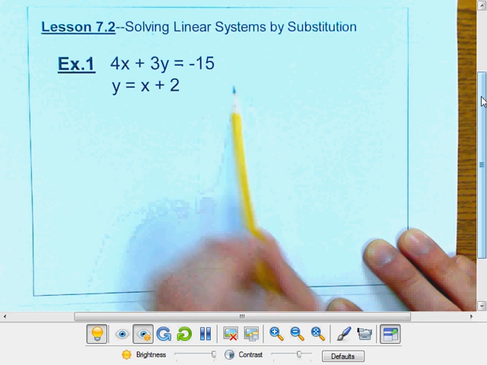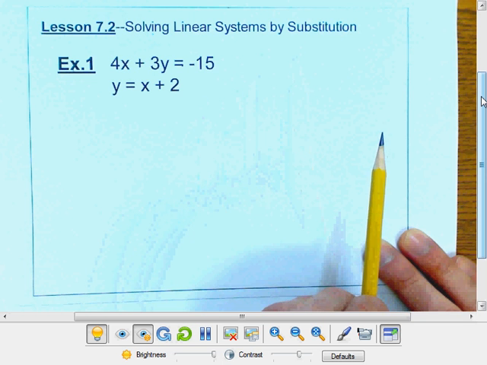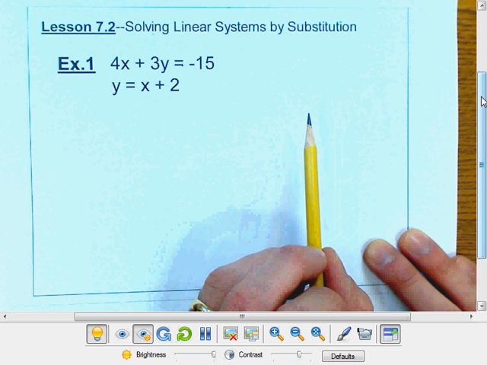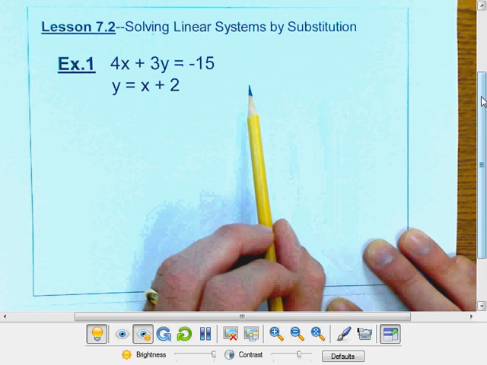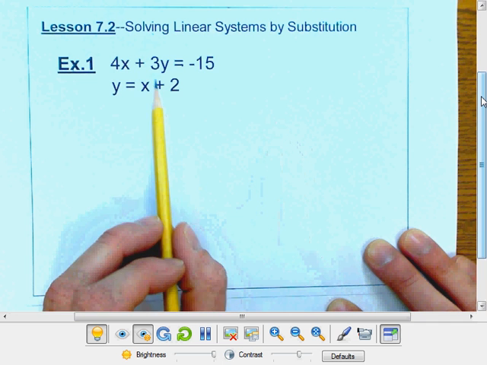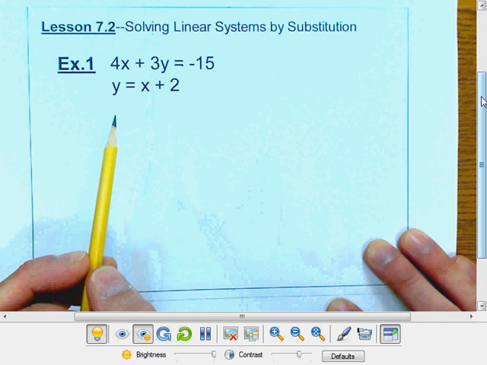Today in class we worked on how to solve linear systems by graphing. We've been doing a lot of graphing. You'll probably be very glad to know that we're going to get away from graphing and see some other ways to solve these.